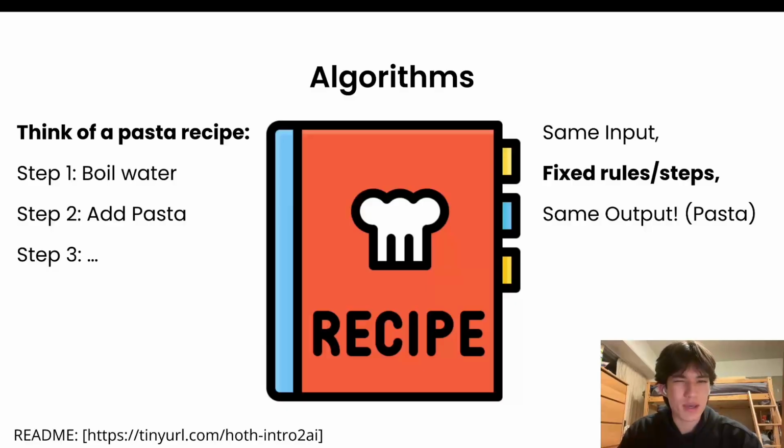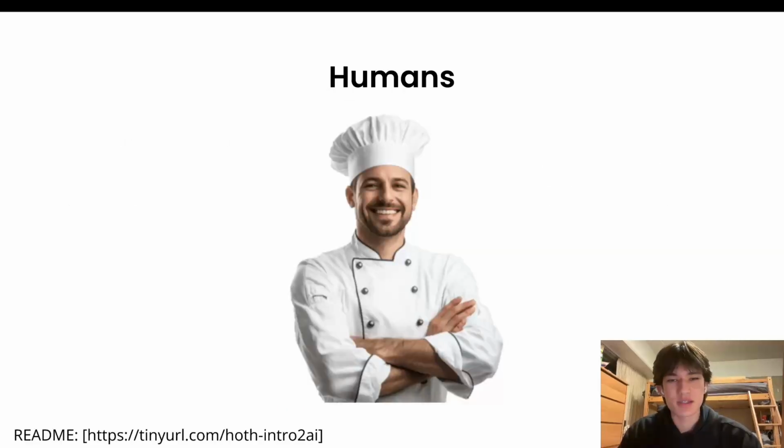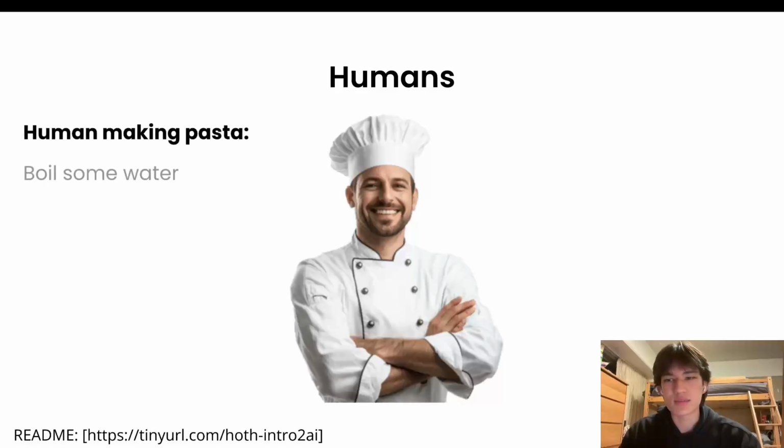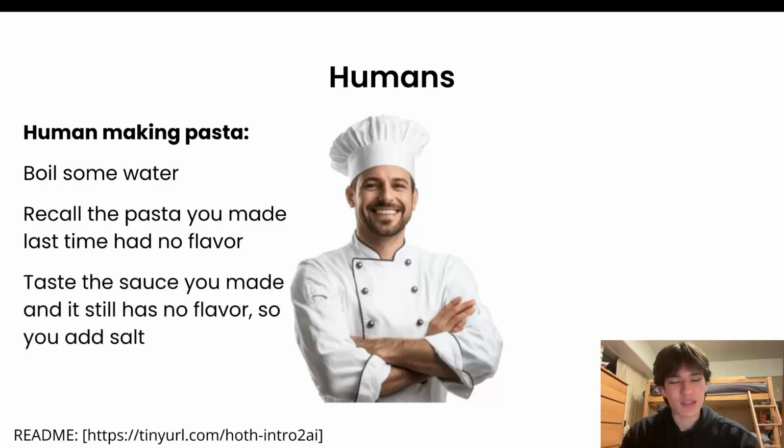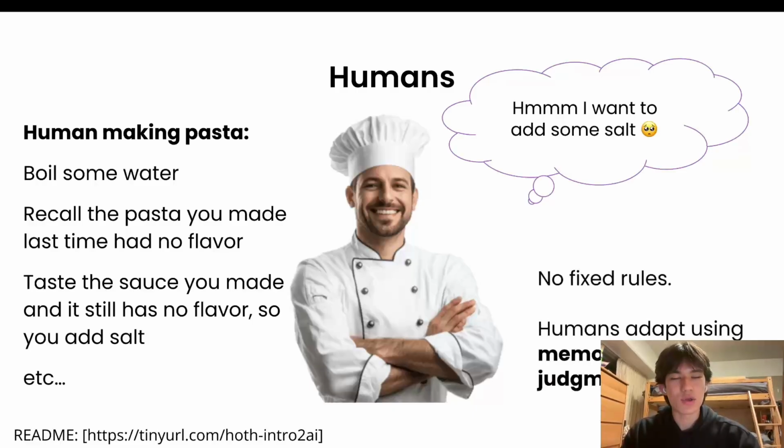So let's think about this with humans making pasta. A human making pasta will think to themselves, oh, I should probably boil some water. And then they'll remember that the last time they made pasta, it had no flavor. You can taste the sauce while you're making it and notice it has no flavor, so you can add salt, you can add different seasonings, etc. So you'll notice that it has no fixed rules and that humans can adapt based on memory, senses, and judgment. It's much different than an algorithm because it's dynamic, it's changing, and is based on understanding of what you're making and past experiences.